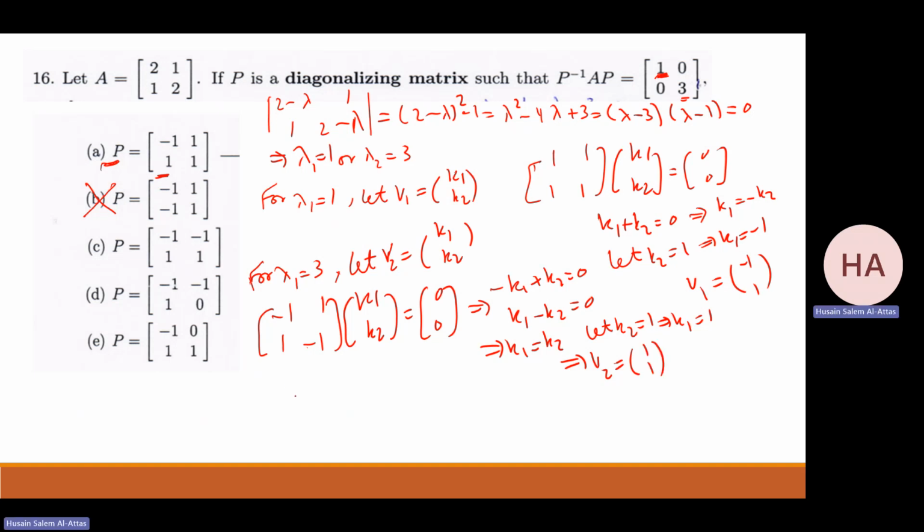So what is my P? My D is this: 1, 0, 0, 3, and my P is minus 1, 1, 1, 1, and that is the answer.